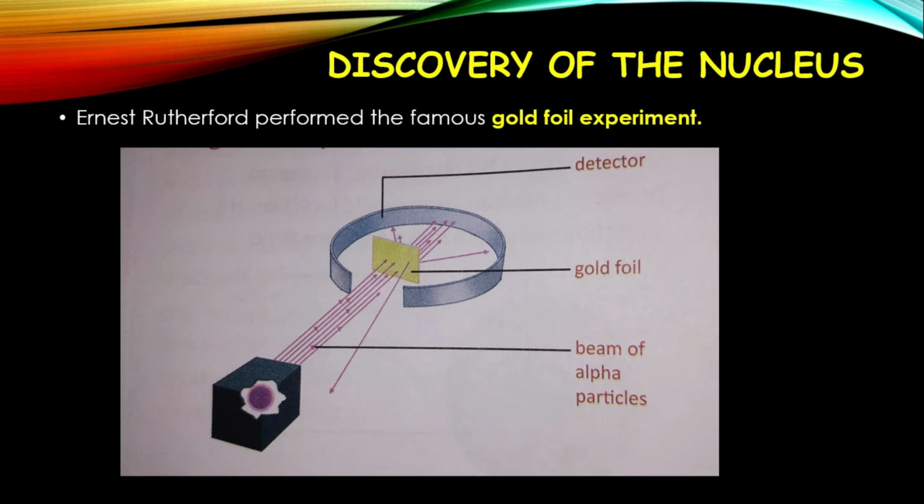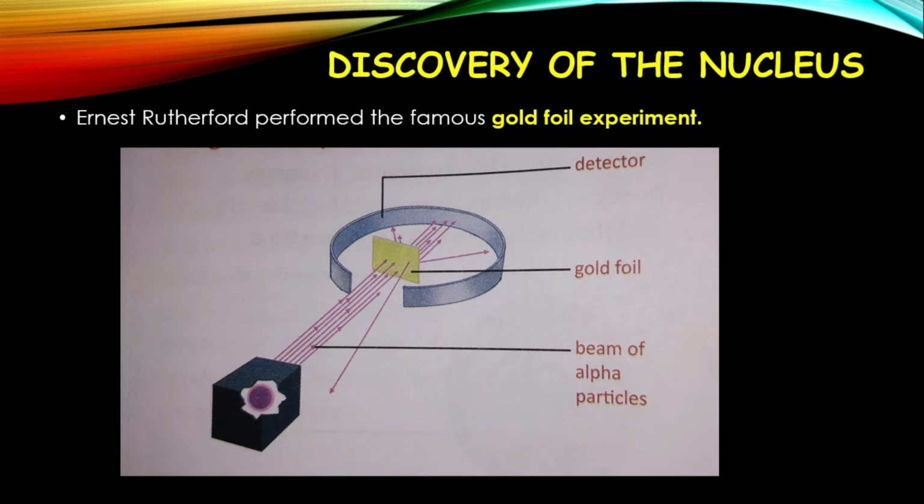The discovery of the nucleus. Ernest Rutherford, he was a scientist from New Zealand who was awarded a Nobel Prize as well for his work in nuclear physics. He worked under the guidance of J.J. Thomson, and he did a very famous experiment, the gold foil experiment. Rutherford set up an experiment where positively charged particles were fired at a very thin gold film.